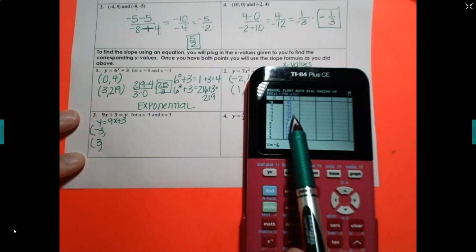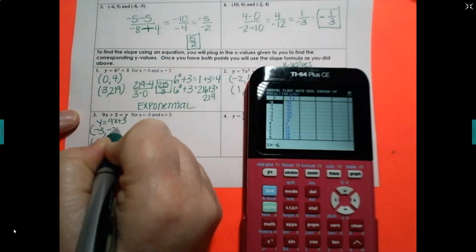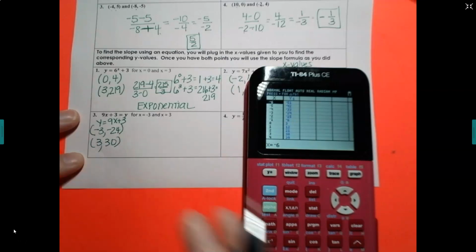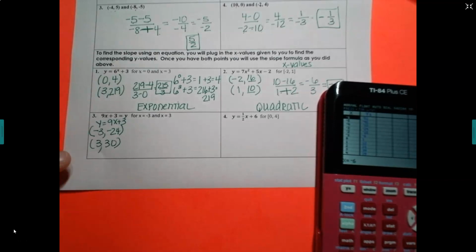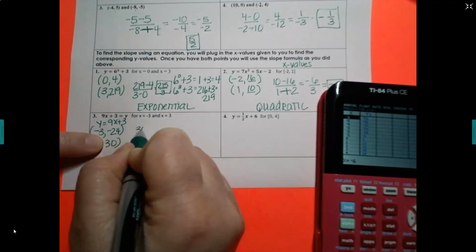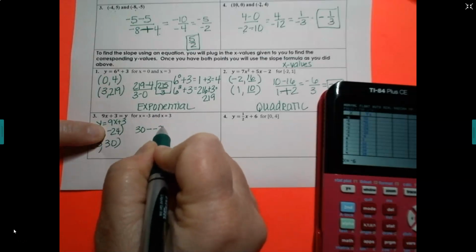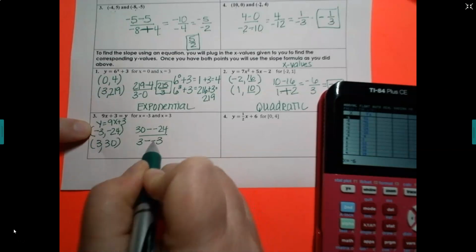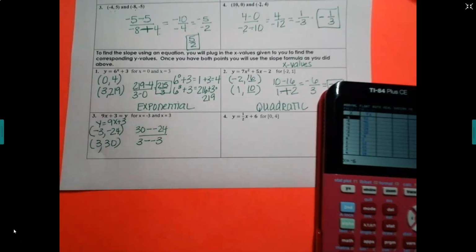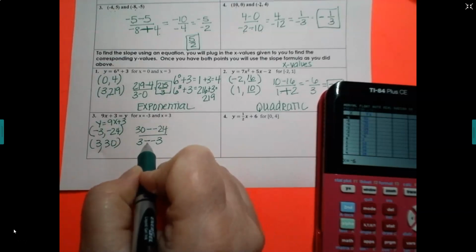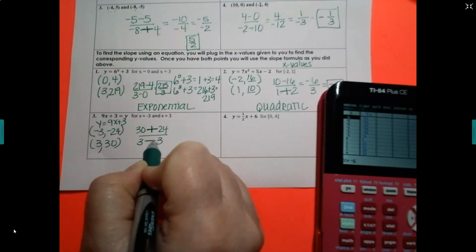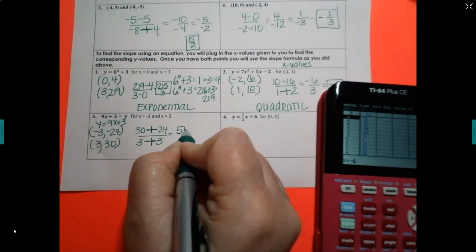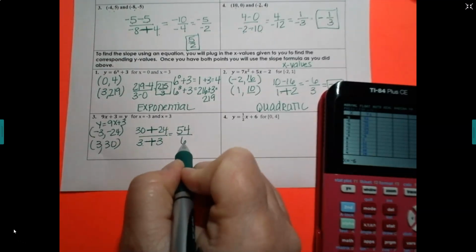So where x is negative 3, I get negative 24. Where x is positive 3, I get 30. Once you have your 2 points, we're going to do our slope formula like we did before. y2 minus y1 divided by x2 minus x1. All right, so let's take a look at this. We have this double negative happen twice here. So that becomes a positive, and that becomes a positive. 30 plus 24 is 54. 3 plus 3 is 6.